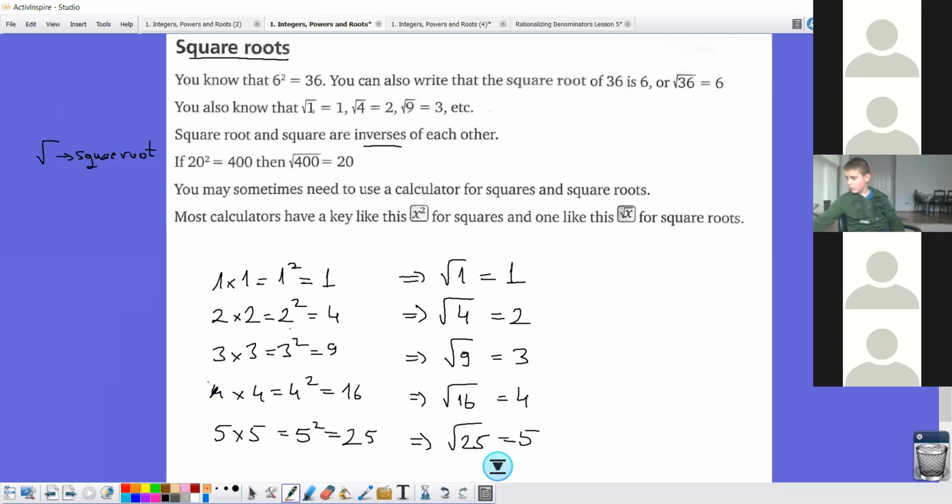You can write this, what I have written now, and then write this sentence: square root and square are inverses of each other. First write these ones that I have written, 1 times 1, 1 squared. Then that sentence. Okay, great.